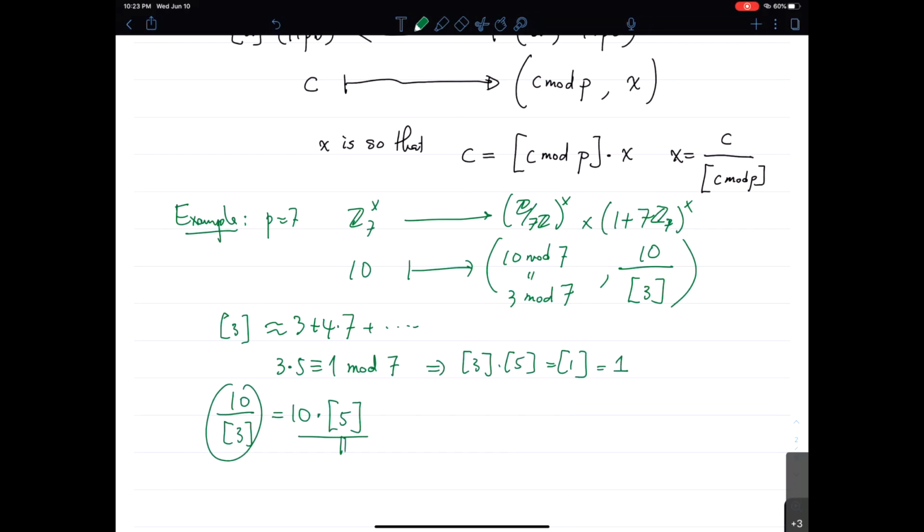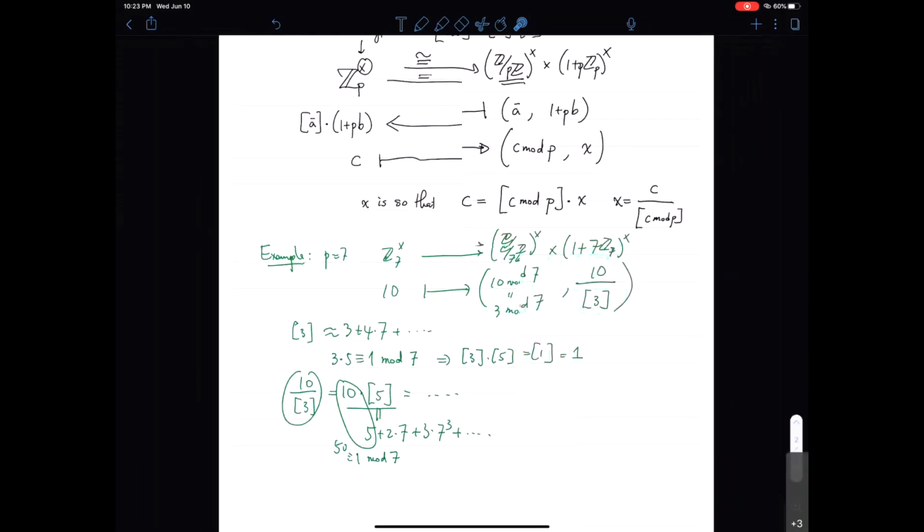I have to recall what Teichmuller of 5 was. It was 5 plus 2 times 7 plus 3 times 7 cubed and so on and so forth. And then you just multiply them together. 10 times that, and that's your answer here. You can already see that if you multiply the first two terms here, that gives you 50, which is congruent to 1 mod 7. And of course, for later terms you have to do the multiplication explicitly if you want an explicit expression of what this number is. I hope this gives you some idea of what goes into this isomorphism.